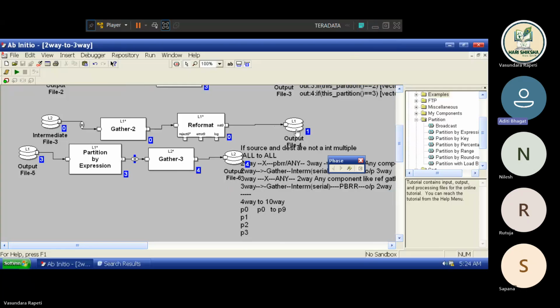Vasundhara, one question. In the graph beside, we have written these notes, like if source and destination are not multiples. How have you written this, what component do you use, or how can we write such notes? Okay, if fanning in, then you can use different partition methods, and the other will not be broadcast.